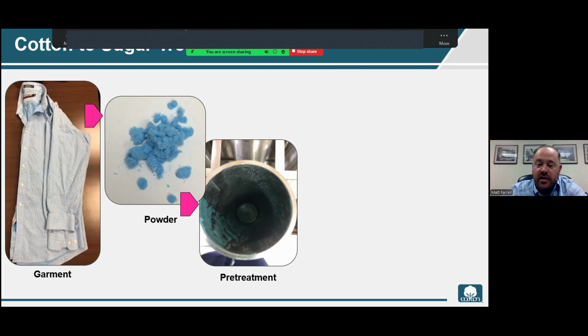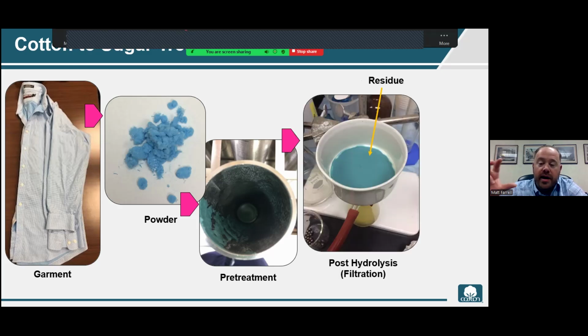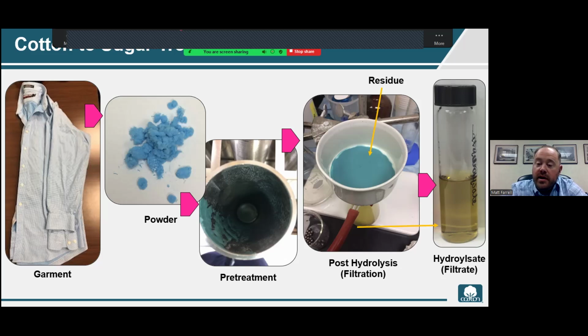So we let this sit for a couple of days at a slightly elevated temperature. We come back, we filter that. What you can see here is at the top of that filter paper, we have some recalcitrant residue, things that didn't break down, things that didn't hydrolyze, maybe sewing thread. There's definitely some dye in there. And we filter that through vacuum filtration. The resultant hydrolysate here on the right is nothing but a sugar solution. It's just really amazing to see what you can do with a cotton-based textile.